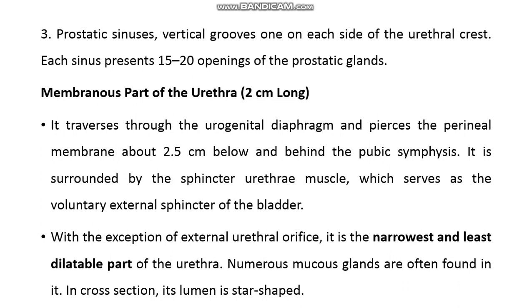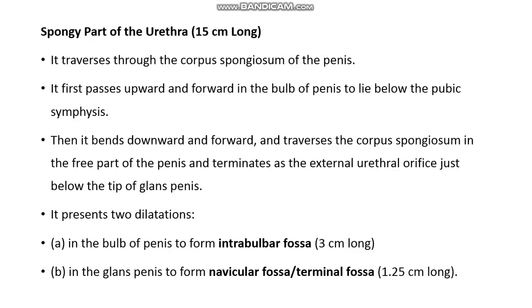Okay, so the membranous part of the urethra is the narrowest and least dilatable part. Except for the external urethral orifice, numerous mucus glands are present in all other parts. Its lumen has a star shape.